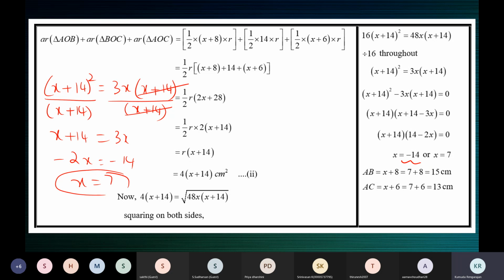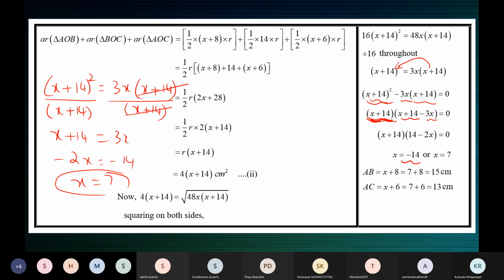But even if you do divide by x plus 14, you will get the correct value of x. You will only not get minus 14. That's the difference. So here I did not divide by x plus 14 throughout. I brought this one, I transposed. Then x plus 14 is common. I've taken out x plus 14 common. So you will get x plus 14 minus 3x.